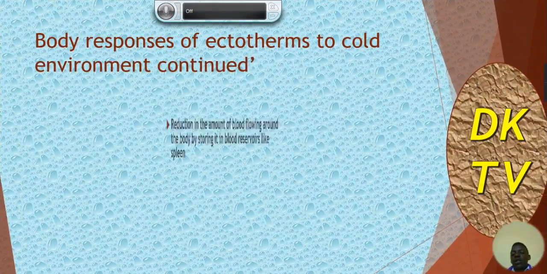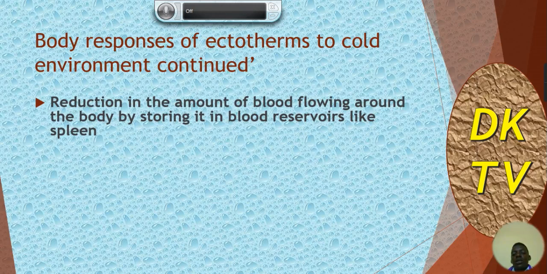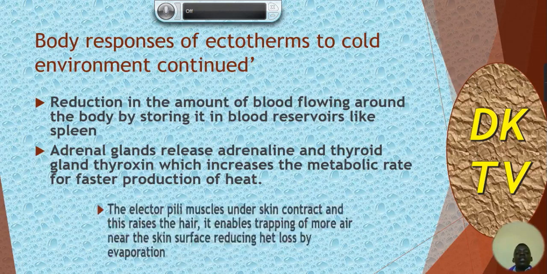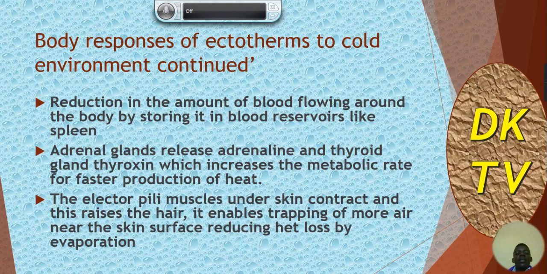We are continuing with the body responses. It will reduce the amount of blood flowing around the body by storing it in reservoirs like the spleen. Adrenal glands release adrenaline and thyroid gland thyroxine, which increase metabolic rate for faster production of heat. The erector pili muscles under the skin contract and raise hair, enabling trapping of more air near the skin surface to reduce heat lost by evaporation.